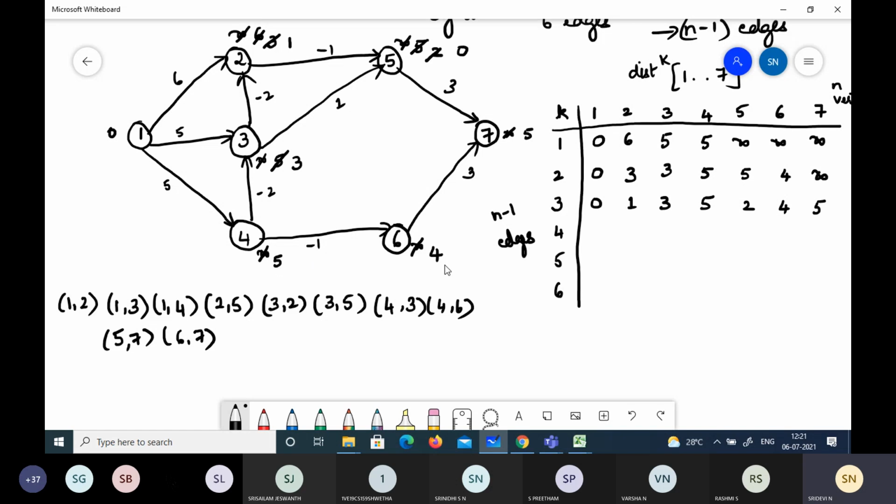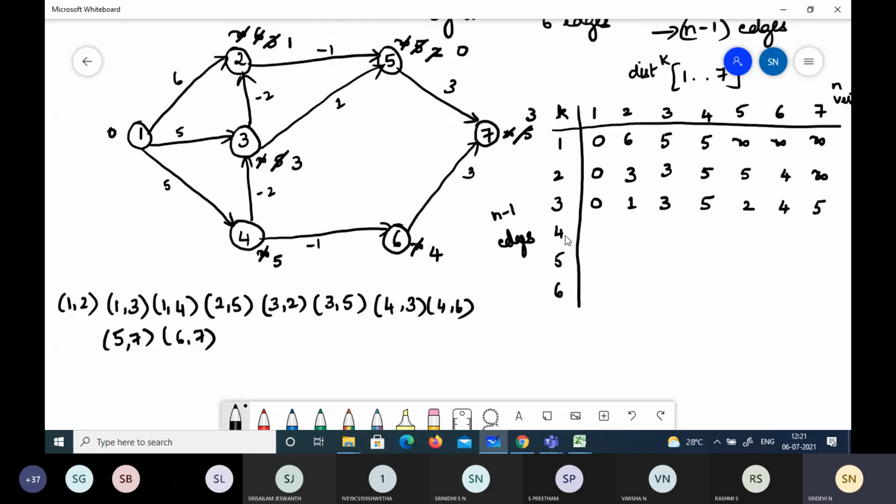5 minus 1, 4, already 4, we'll keep it. Then 5 to 7. So 0 plus 3, 0 plus 3. See, this is the new value. 0 plus 3 is 3. We have 5, so we will just change this to 3. Then 6 to 7. See here, we have 4 plus 3, 7. But the already available value is 3, so we'll keep it 3 as it is.